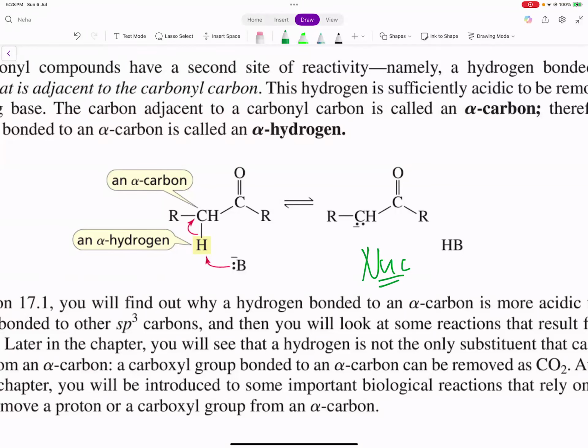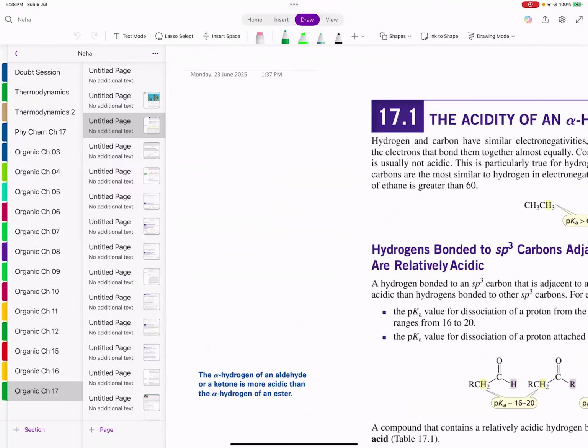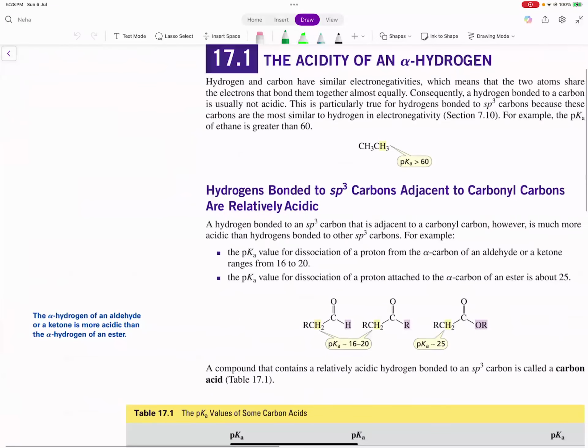Okay, that is the whole game. That's it. After picking up the alpha hydrogen, it becomes the enolate, a nucleophile.